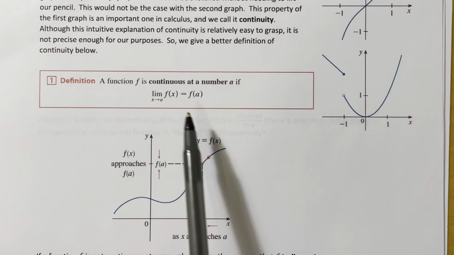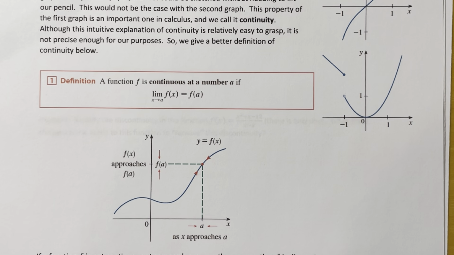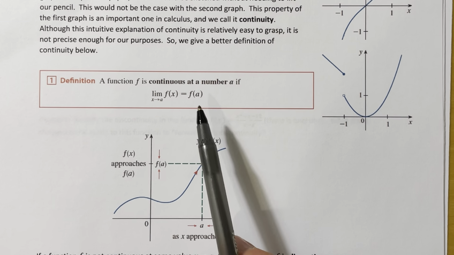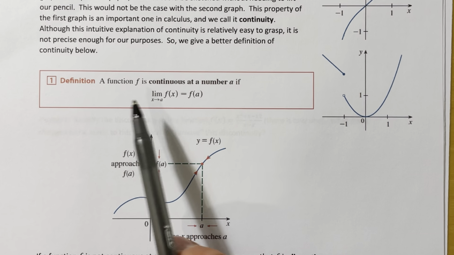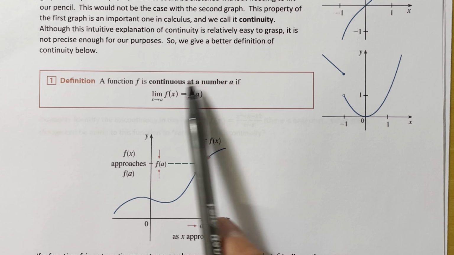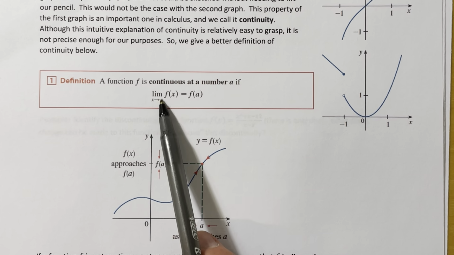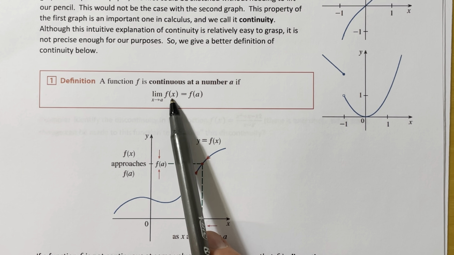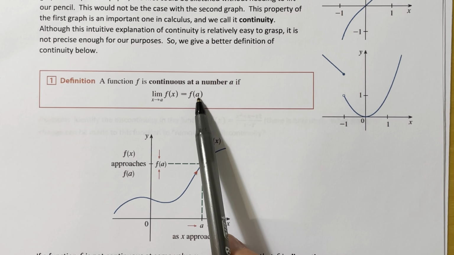So here's how we define a continuous function, or to be a little bit more specific, a function that is continuous at a specific number. We say that a function f is continuous at a number a if the limit as x approaches a of f of x is equal to f of a.